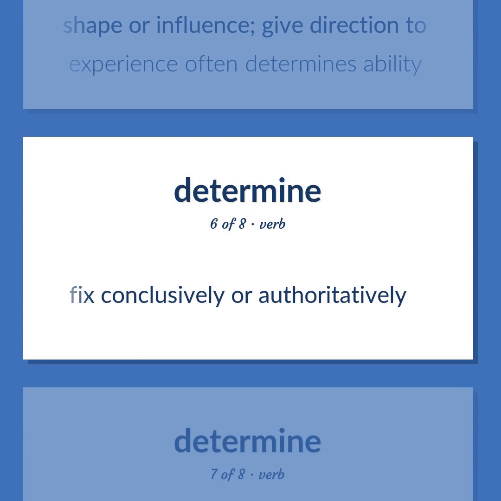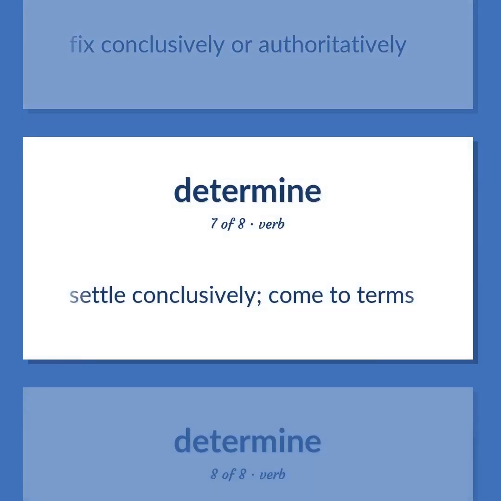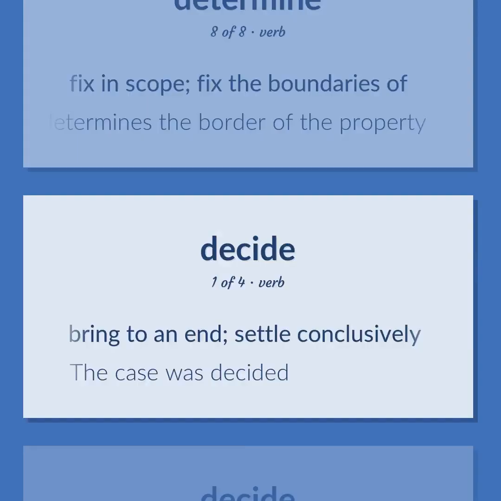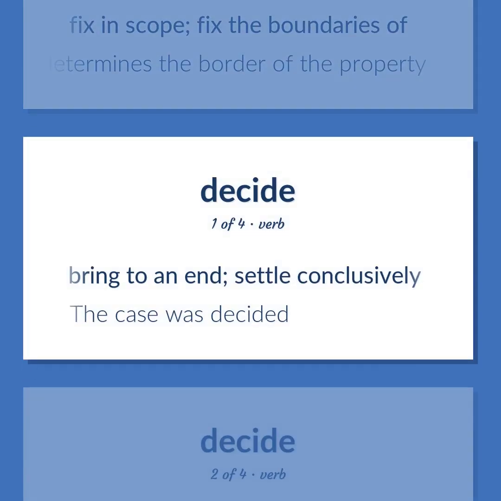Fix conclusively or authoritatively. Settle conclusively. Come to terms. Fix in scope. Fix the boundaries of. The tree determines the border of the property. Bring to an end. Settle conclusively. The case was decided.